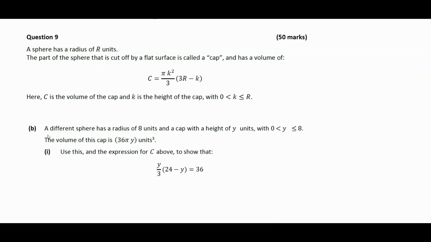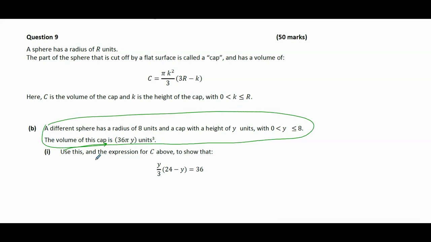Okay, so here in part B, a different sphere has a radius of 8 and a cup with a height of y. The volume of this cup is 36 pi y units. Use this. So use what? Use this information given to us and the expression for C above. So use these to arrive at this answer. That's basically what they are saying.